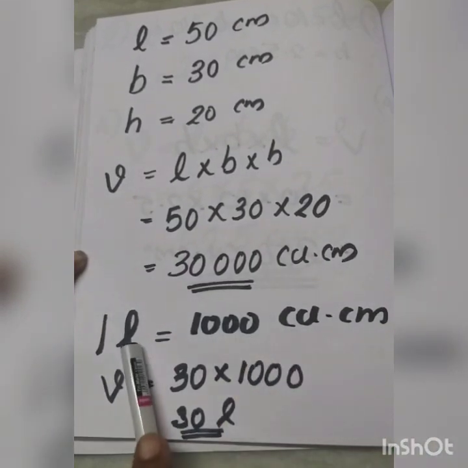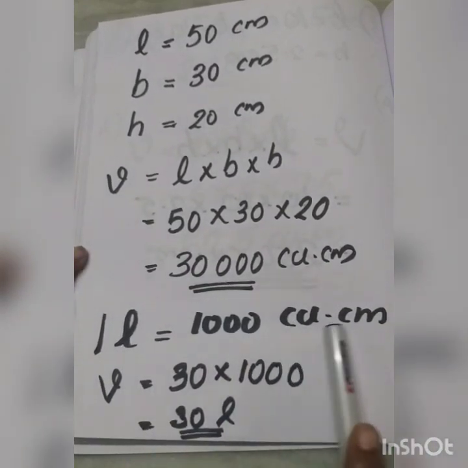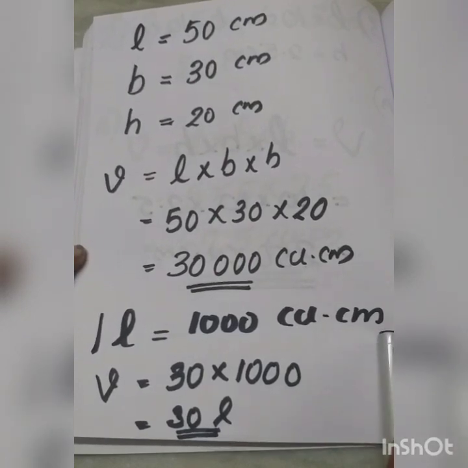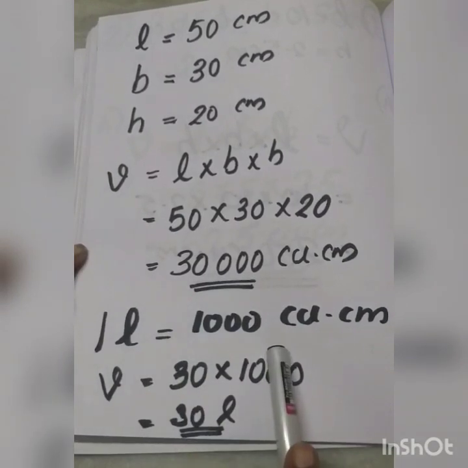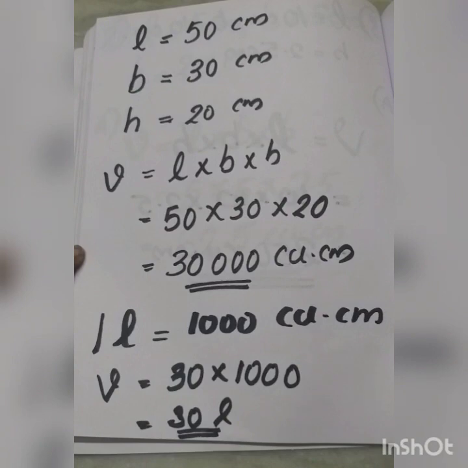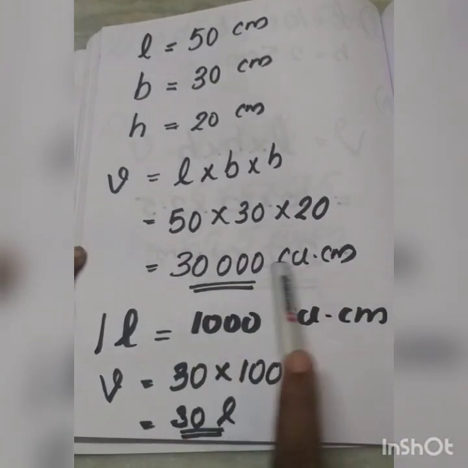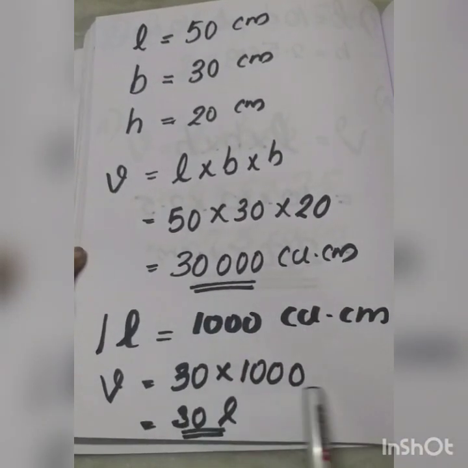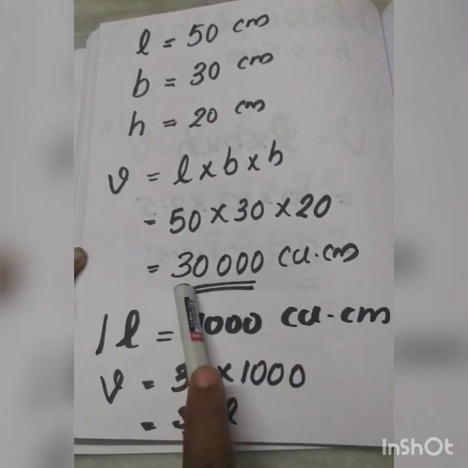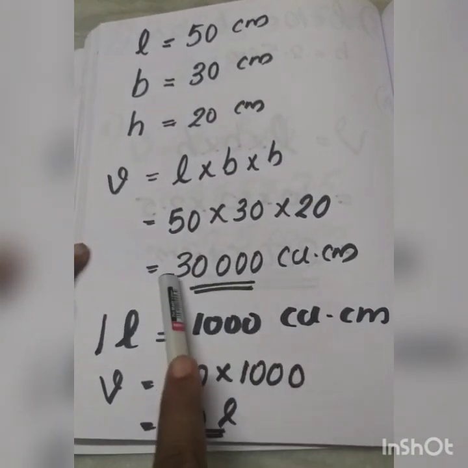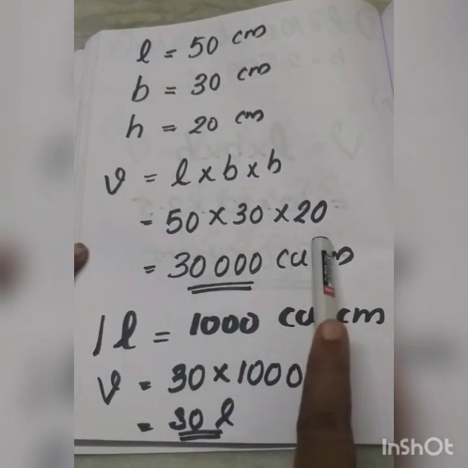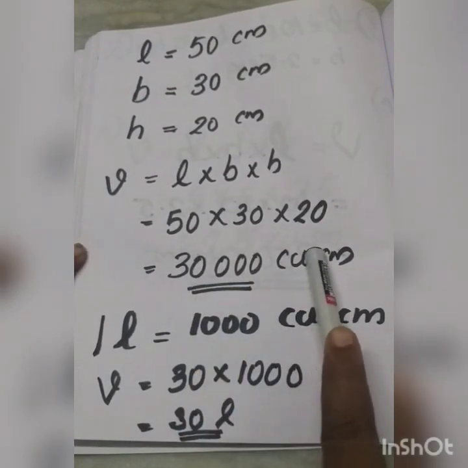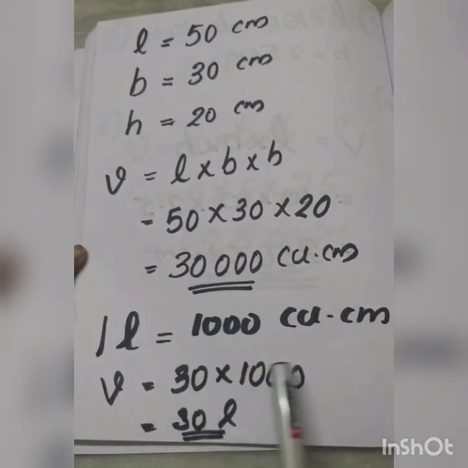For that, 1 liter is equal to 1000 cubic centimeter. Like other units, this is a standard unit. That is 1 liter is equal to 1000 cubic centimeter. So here 30,000 I am writing as 30 into 1000. We got the volume 30,000, so this 30,000 we can split and write. You know 30 into 1000 is also 30,000. So I wrote 30,000 as 30 into 1000.